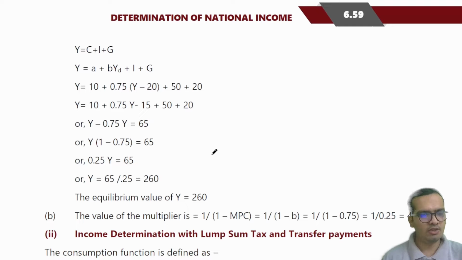So simply putting it in this formula, Y is equal to C plus I plus G. We get the equilibrium value as 60, and the multiplier, by using 1 divided by 1 minus MPC, equals 4 times.